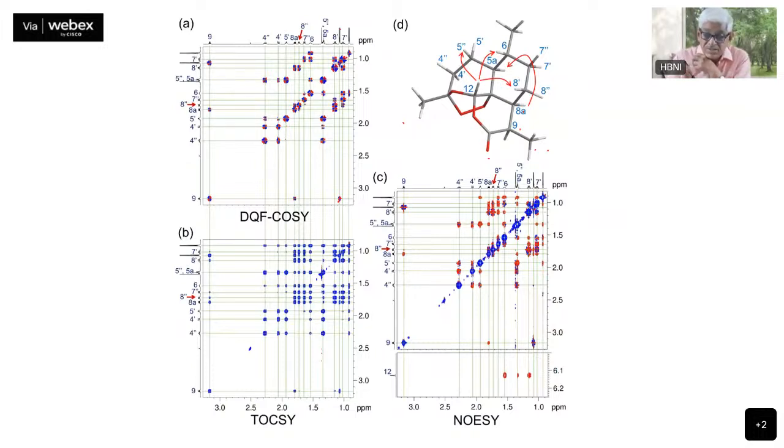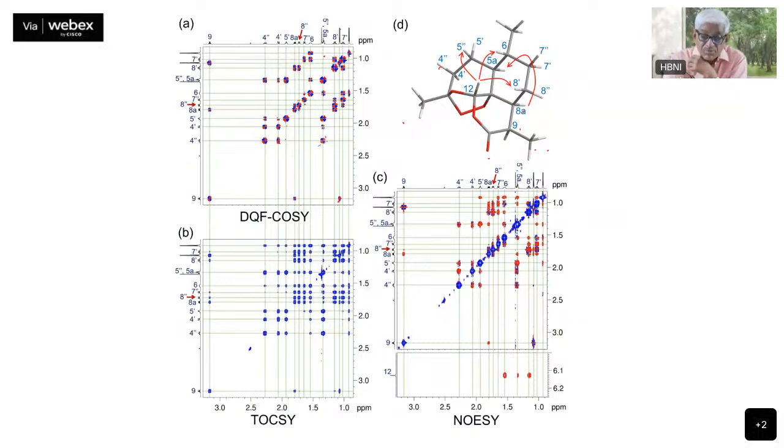Which one is this? 4 double prime. Let's look at the 4 double prime. This is showing two peaks again. 4 double prime is showing to 4 prime. Where is 4 double prime? 4 double prime is here, and it is showing to 4 prime. Then it is also showing to this one here, and this is the 5 double prime, which is showing to 5 double prime. It doesn't show to 5A. This is a 5A.